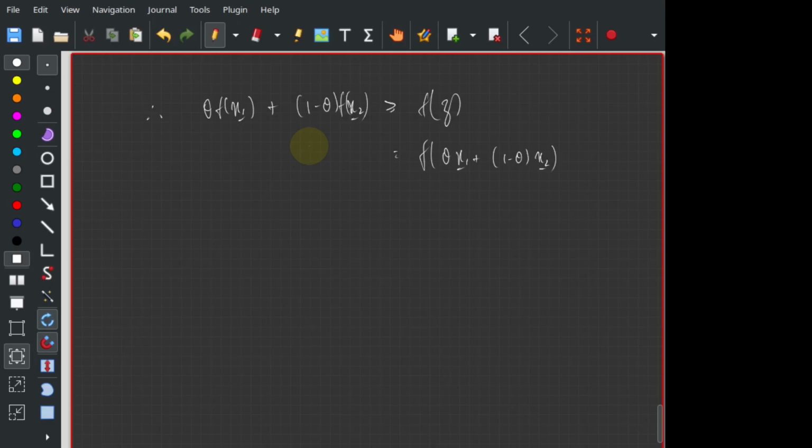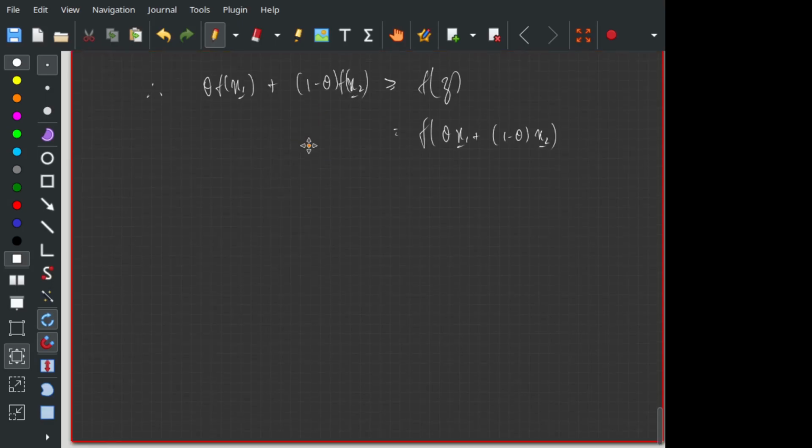Any questions? So this is sometimes a useful test, but it's also sometimes a useful property. If you know that the function f is convex, then this property can sometimes be very useful.